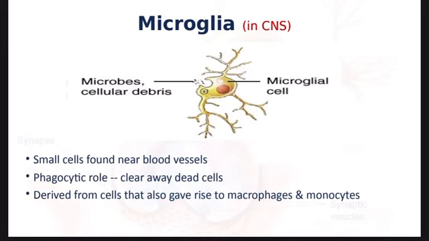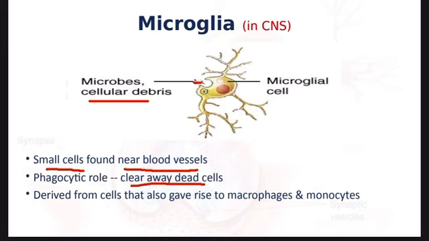The microglia, again in the CNS, we only talk about the CNS. They are small cells usually found near blood vessels. They have a pathological or pathogenic role. They clear away dead cells. That's their function, because you need something to clear away the dead cells.